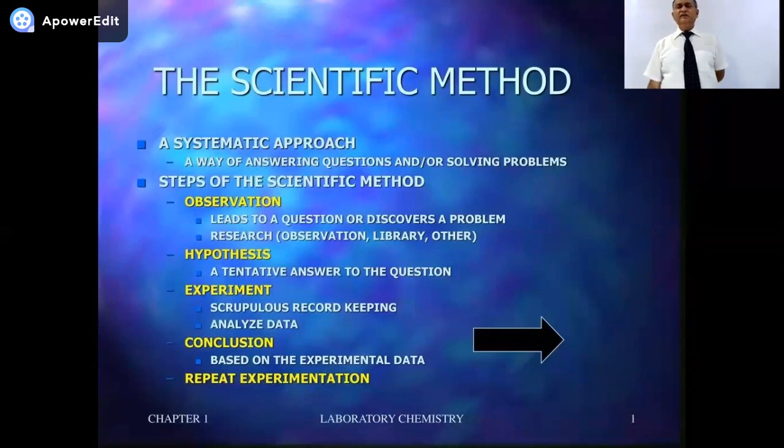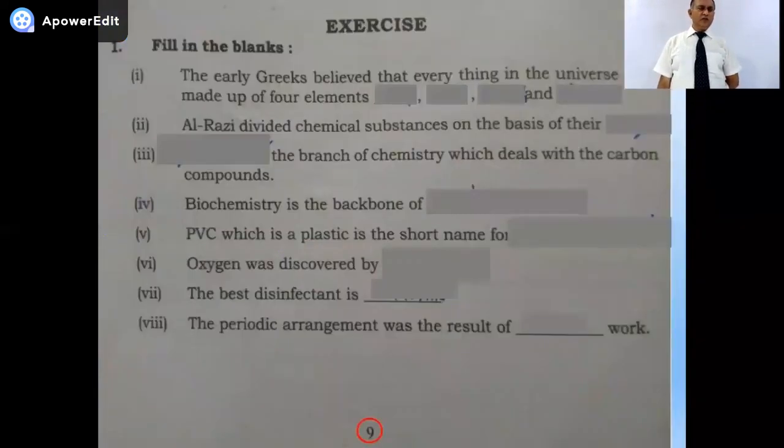Today's class is representing the last part of chapter number 1. It's going to be over. What can you see on the screen? The exercise of chapter number 1. Read these blanks right now. It is the feedback of chapter number 1.